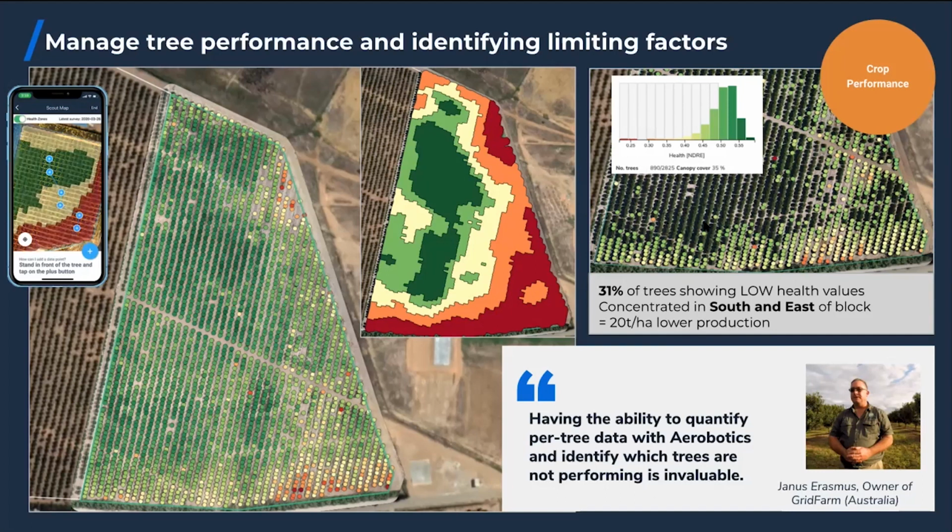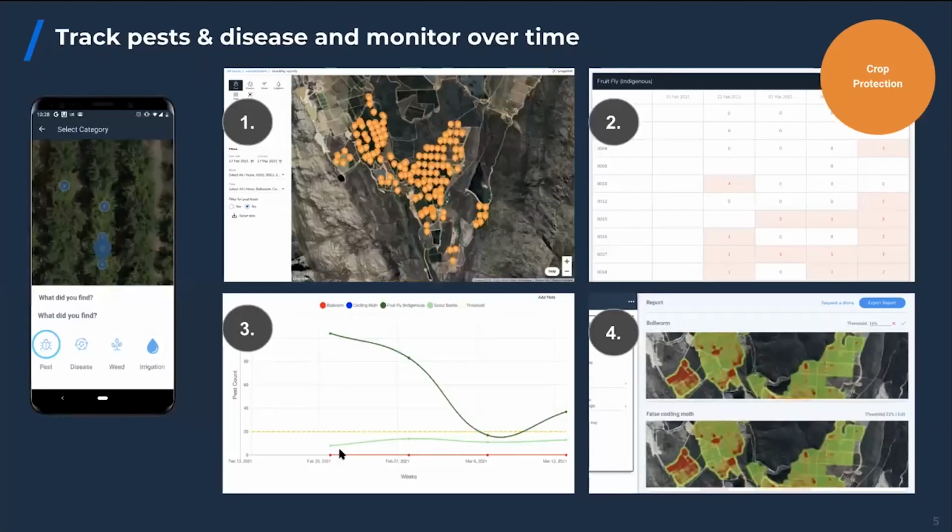So in many cases, this tool allows growers to sometimes justify some farm practices. Maybe in this specific example, I don't know, irrigation should be reviewed. But in other cases, again, it allows you to identify those underperforming areas that you sometimes can't see with your naked eye. The next tool that I want to touch on is the crop protection part of things.